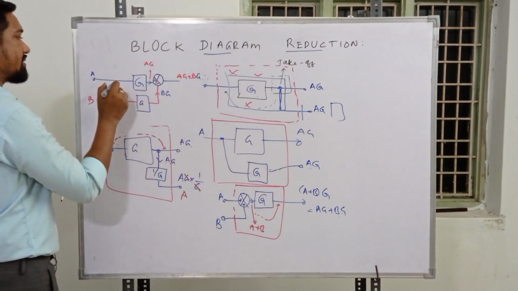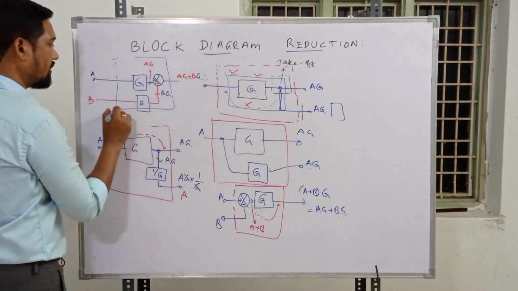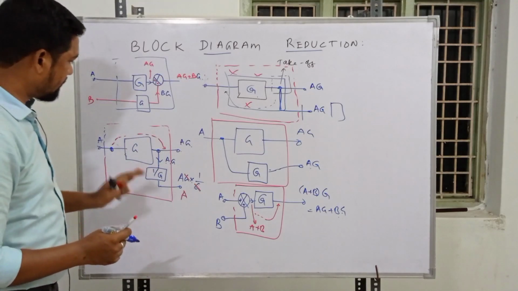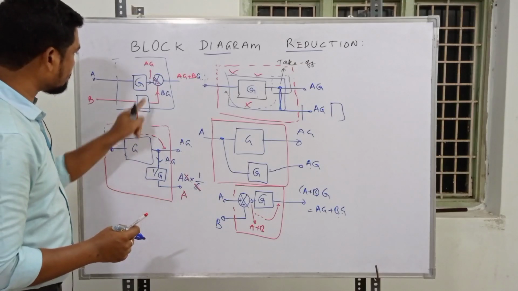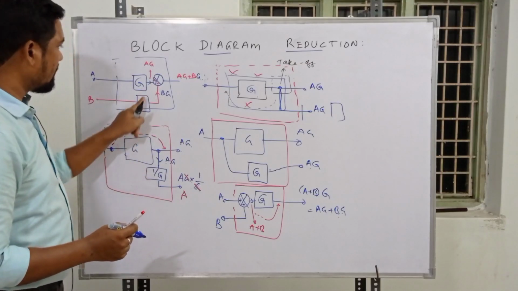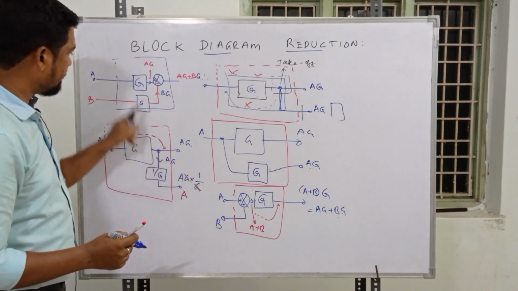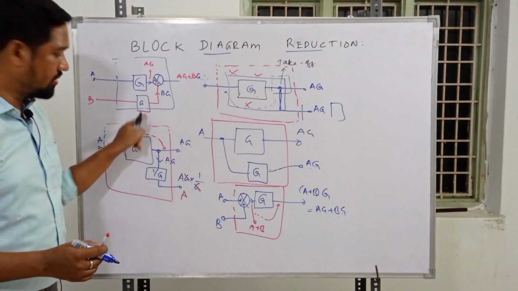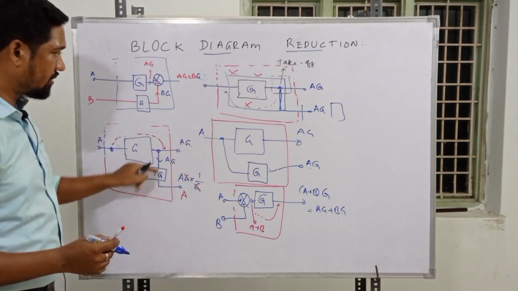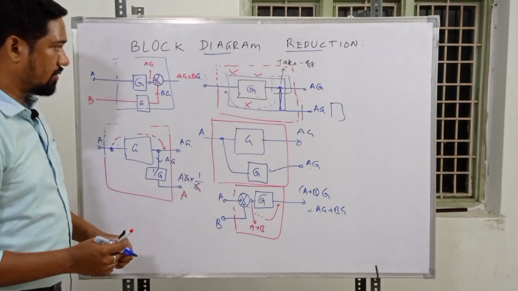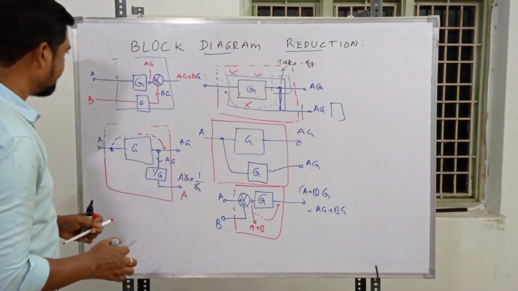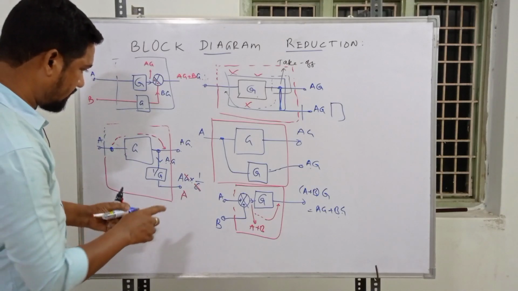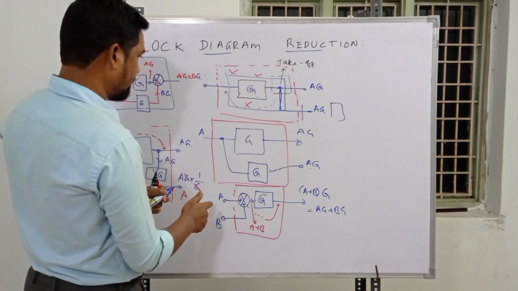We have done the modification, but still the input is the same. We didn't disturb the input, we didn't disturb the output, but still the modification is done. Can you make the difference between this and this? Here, the summing point and take-off point moved ahead of the block, but this is multiplied with the transmittance G, and this is divided with the transmittance, the inverse process. So we have to make use of all these.